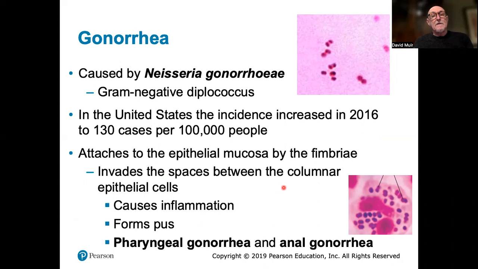So in the vagina, it does not infect the vaginal wall. It infects only the cervix, because the vaginal wall does not have the stratified columnar epithelium. Instead, it has squamous epithelium, and the cells can't infect those. They have to have columnar epithelium. But the columnar epithelium occurs widely, for example, in the urethra, in the throat, in the anus, all over the place. And all of these sites can be infected by Neisseria as well.